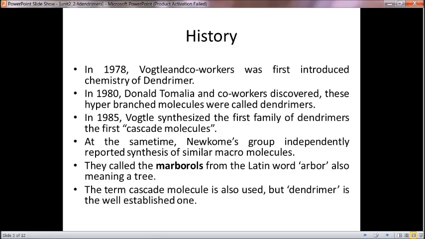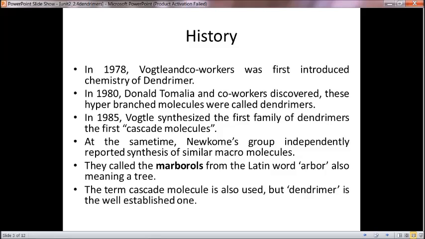Meanwhile, Vögtle synthesized cascade molecules, and Newkome's group called theirs arborols, from the Latin word arbor, which means tree. So the term cascade molecule is also used, but dendrimer is the well-established one. So dendrimer has another name, cascade molecule, and the macromolecule has been named arborol, where arbor means tree. But in our country we call it dendrimer itself.